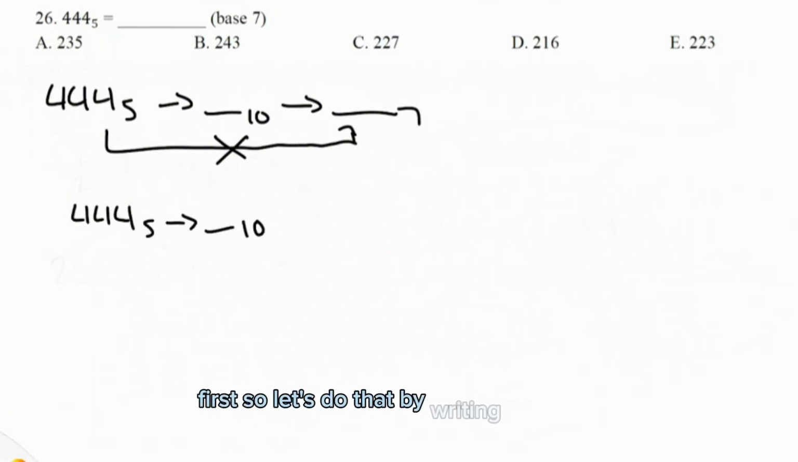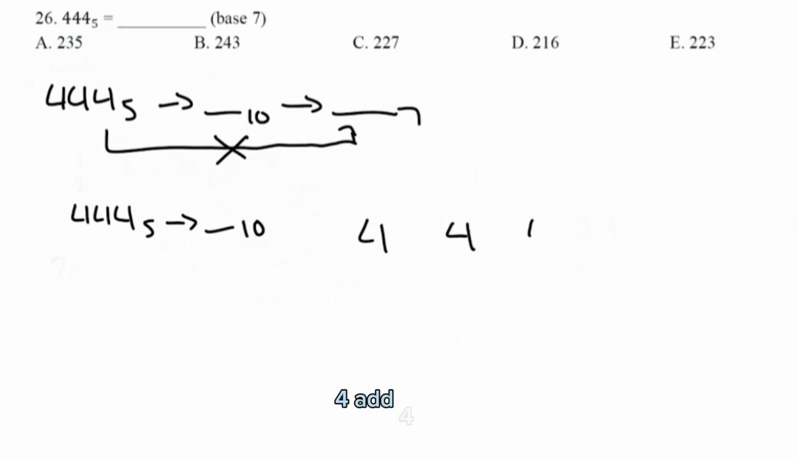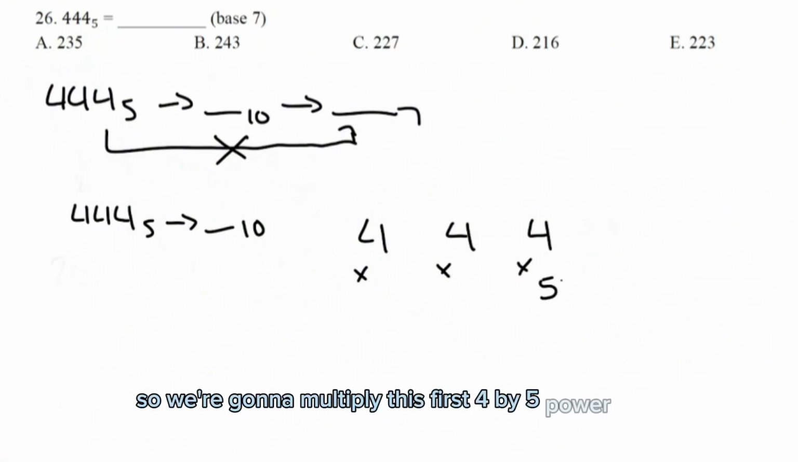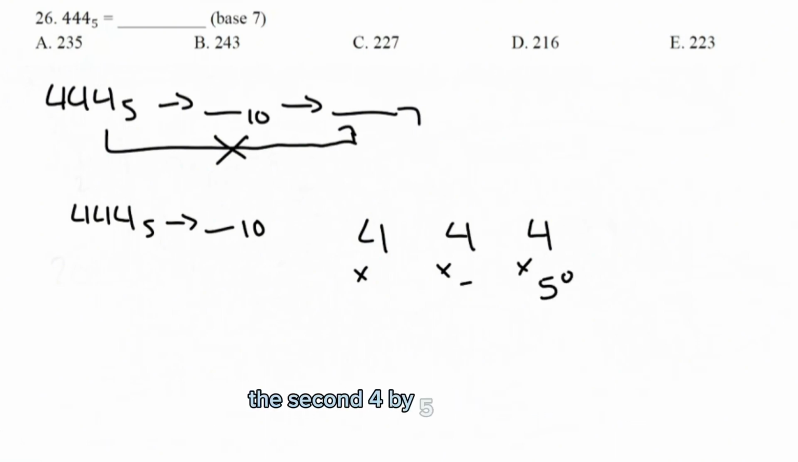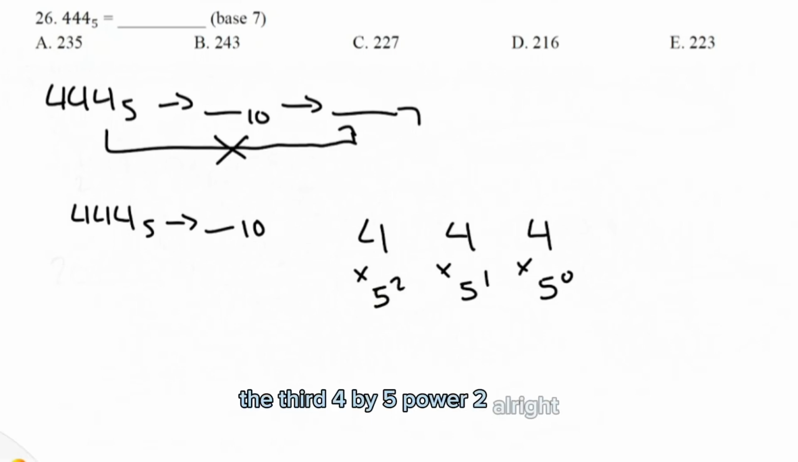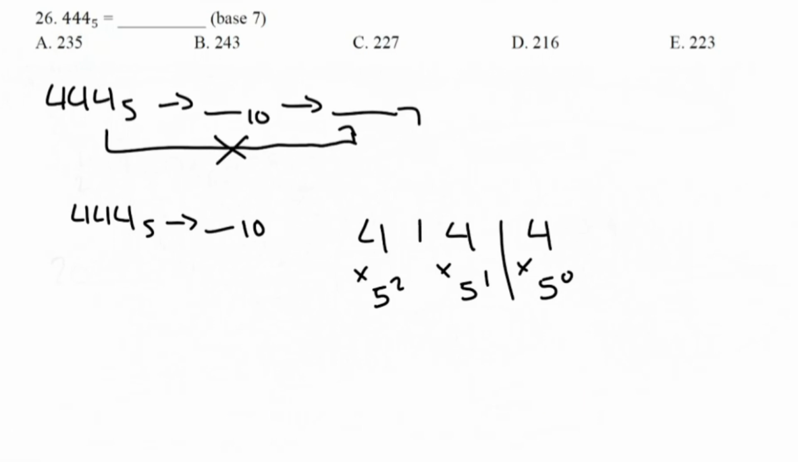So let's do that by writing it as digits. So that's 4, 4, and 4. Now, each of these digits by itself is going to be multiplied by a power of the base. The base is 5. So we're going to multiply this first 4 by 5 power 0. The second 4 by 5 power 1. The third 4 by 5 power 2. Alright, and then we're going to take the sum of all three products.